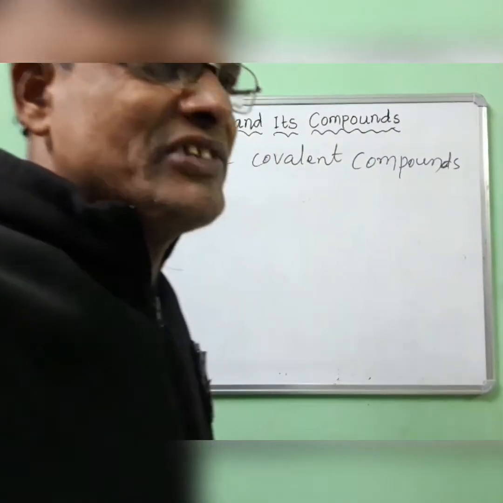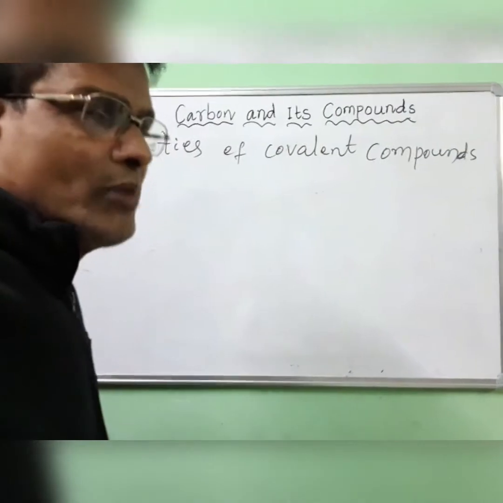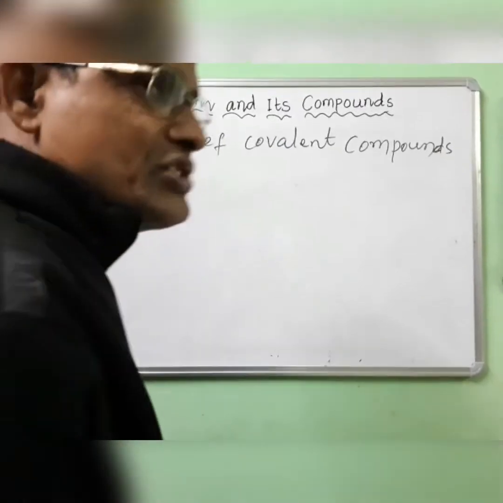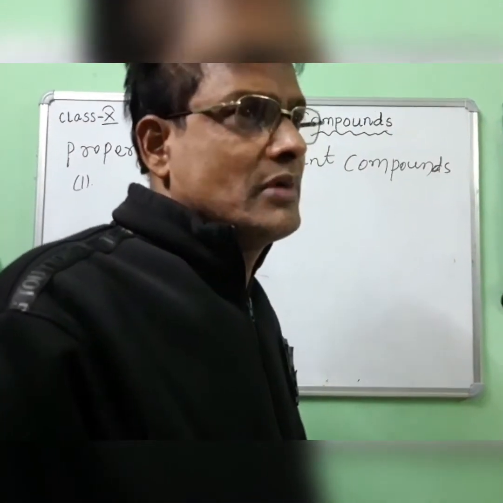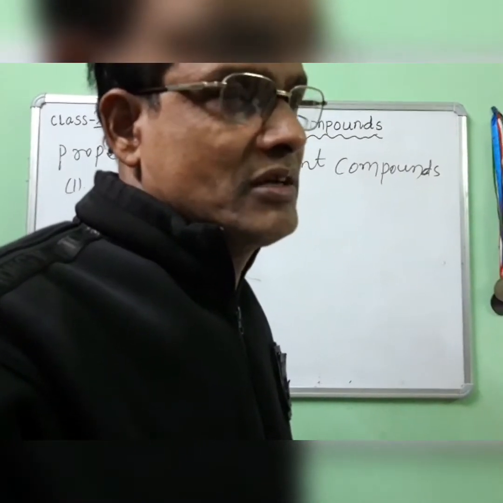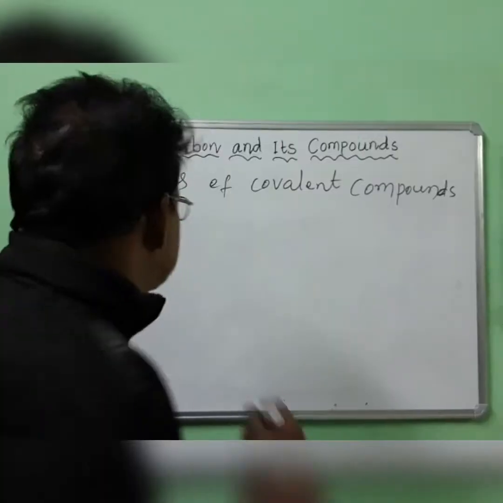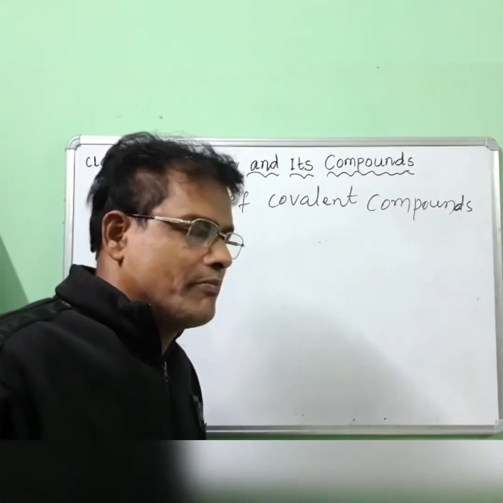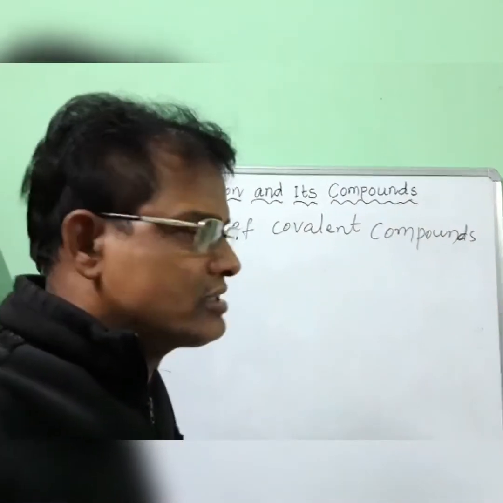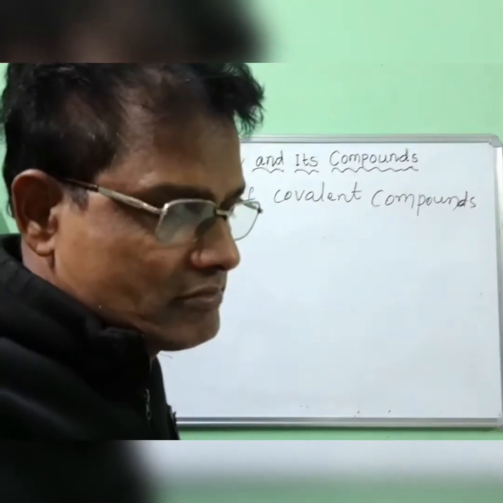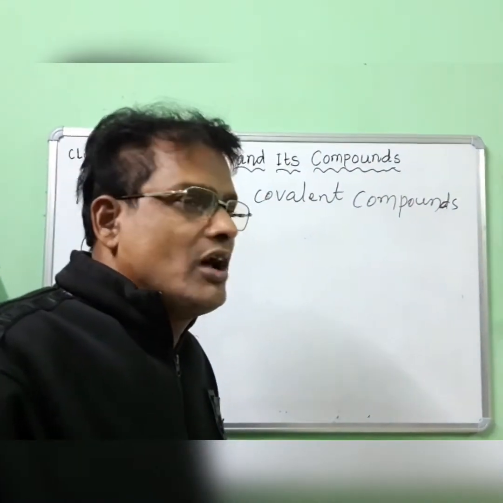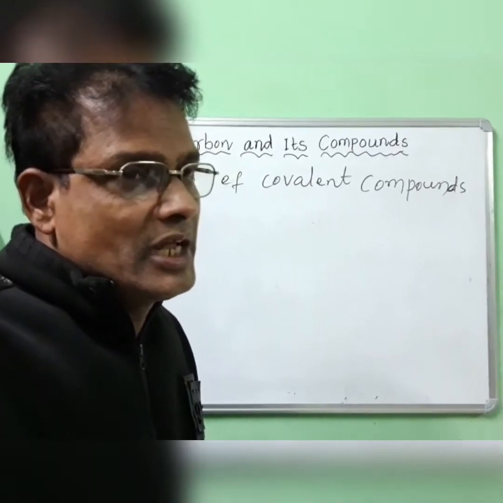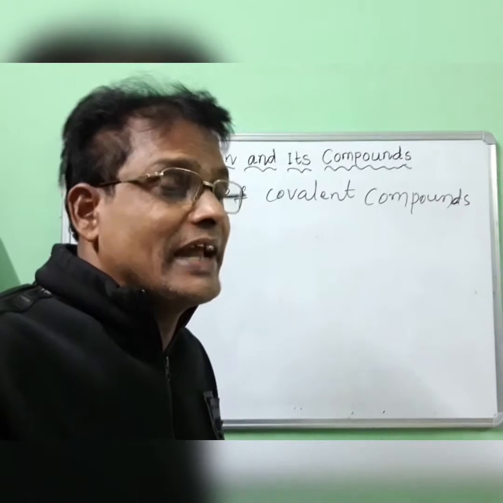So some important properties of covalent compounds are: first one is, the constituents of covalent compounds are molecules, not ions. Okay. Second one, covalent compounds have bonds within the molecules, but intermolecular forces are weak, which is responsible for their low melting and boiling points, except graphite and diamond. Graphite and diamond have higher melting and boiling points.